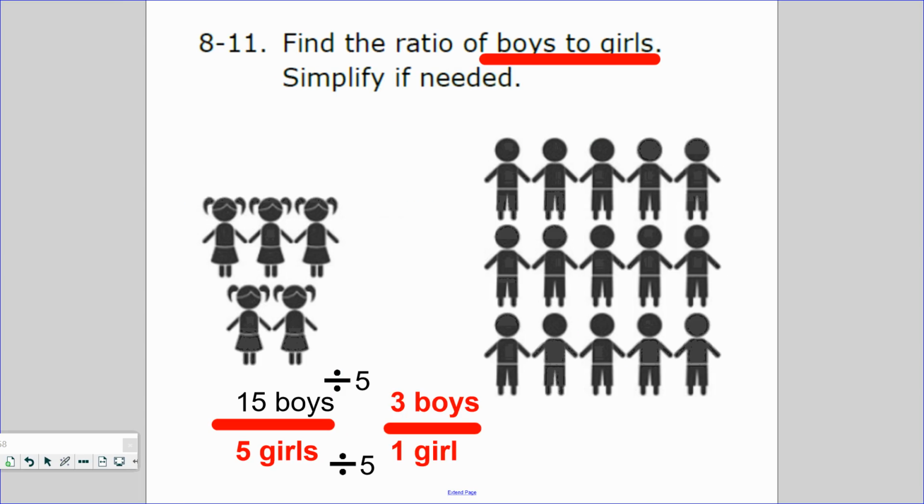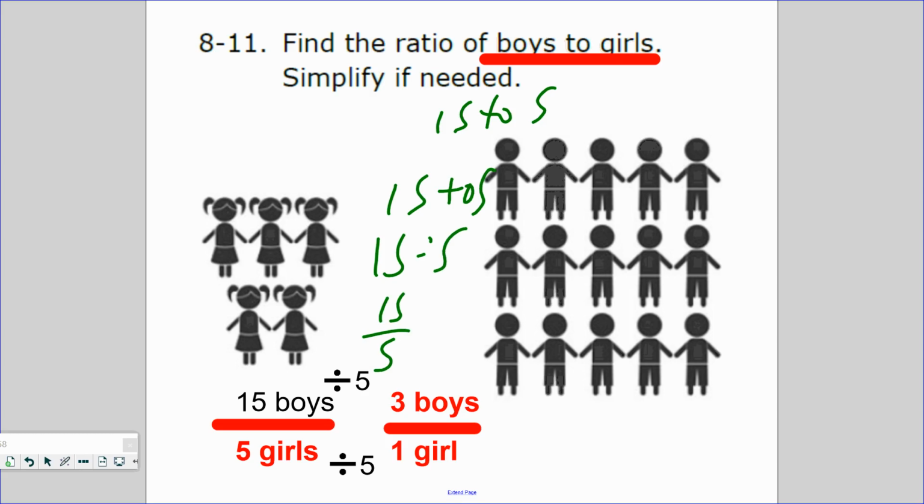Number 8, find the ratio of boys to girls. Simplify if needed. So a ratio compares how many quantities? 2 quantities. So boys to girls. Order does matter. Boys are 15, girls are 5. So 15 to 5, 15 colon 5 or 15 fifths. Can I simplify this? Divide by 5, 3 boys, 1 girl. So there are 3 boys for every 1 girl.